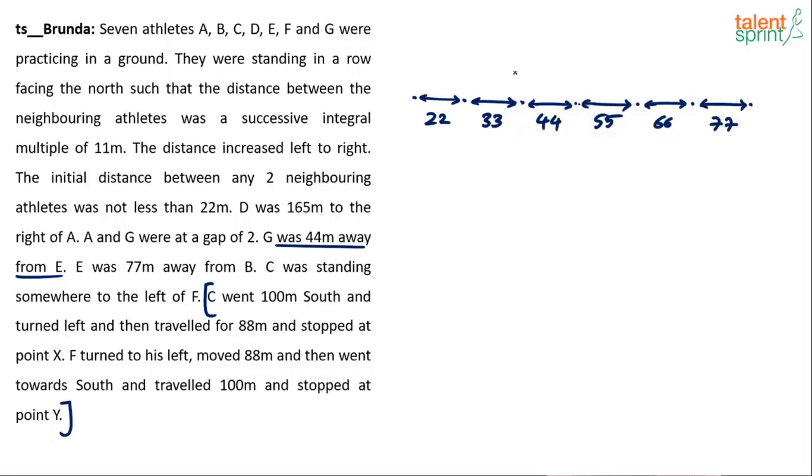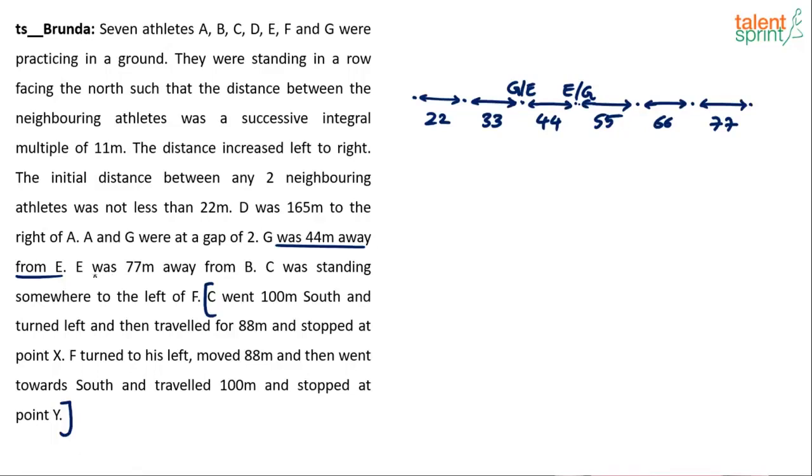Now I'm not sure what exactly is G and what exactly is E, so I'll say G, E, E, G. G was 44 meters away from E. So if this is G, then this will be E, 44 meters away. If this is E, then this would be G. Exact positions are not known to us. So that point is done.